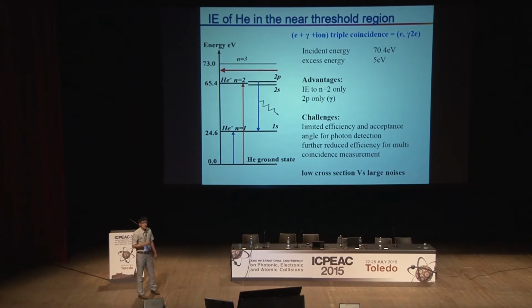Such an arrangement also brings challenges to the experiment. First, the challenges are from limited efficiency and acceptance for photon detection and further reduced efficiency for multi-coincidence measurement. And the last but the biggest challenge is the low cross-section at the threshold region compared to the large noise.